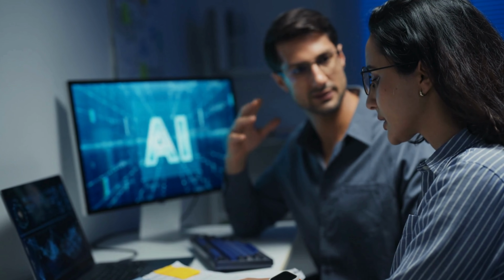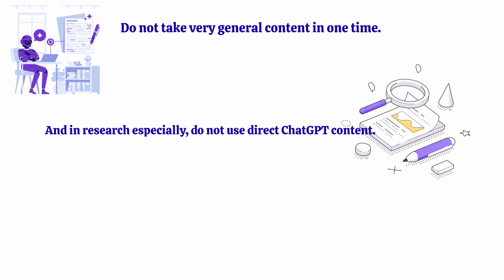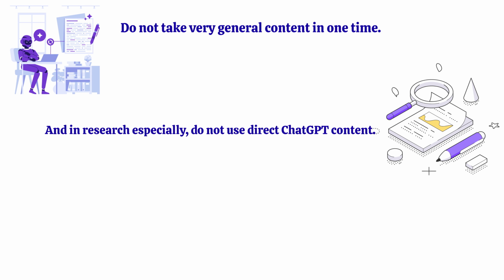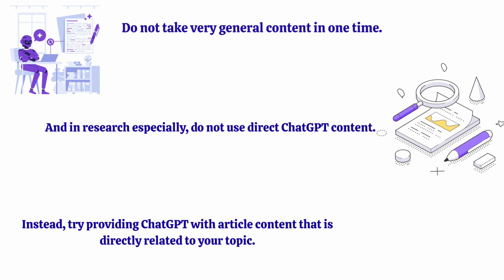The first rule in using ChatGPT or any AI content is, do not take very general content in one time. And in research especially, do not use direct ChatGPT content. Instead, try providing ChatGPT with article content that is directly related to your topic.